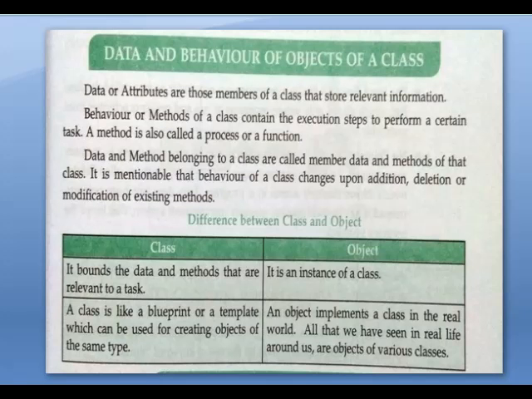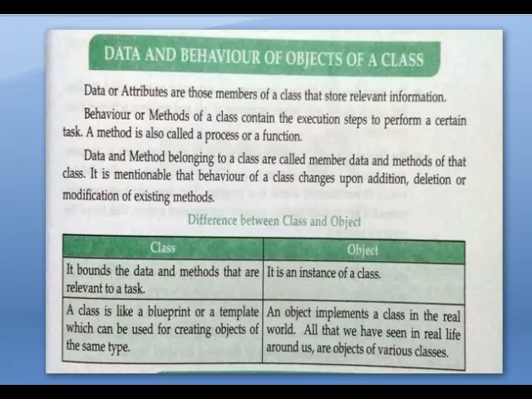Next one is data and behavior of object of a class. What are the characteristics and behavior of an object of a class? Data or attributes are those members of a class that store relevant information. Behavior or methods of a class contain the execution steps to perform a certain task. A method is also called a process or a function.